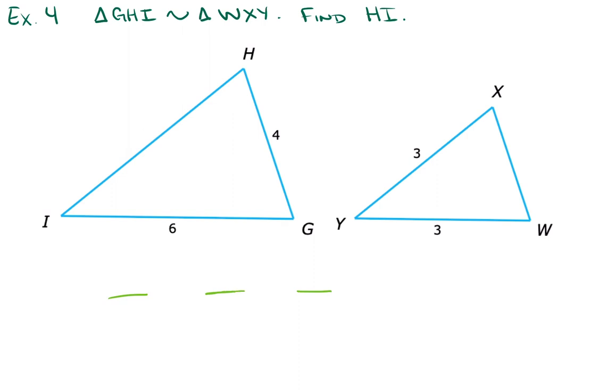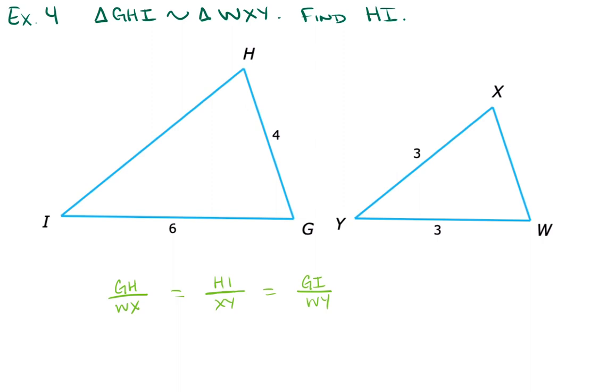Okay, I know that from my similarity statement, G and H are the first two letters, and W and X are the first two letters in the other statement. Then we have H and I, X and Y, and then the last one is G and I, and then W and Y. All of these fractions are equal to each other because it's given that these two figures are similar. I don't have to show it, I just need to accept it now because I've been given that information.